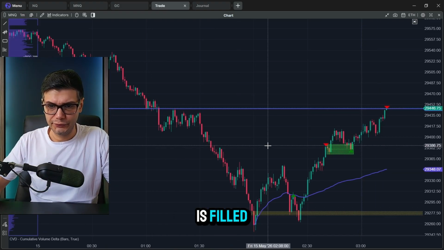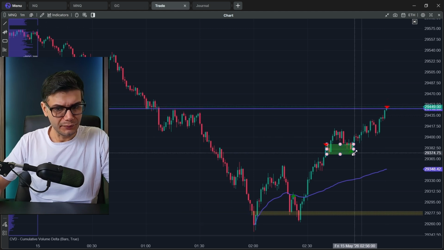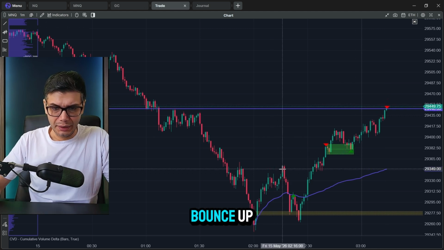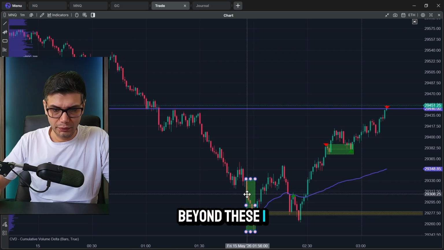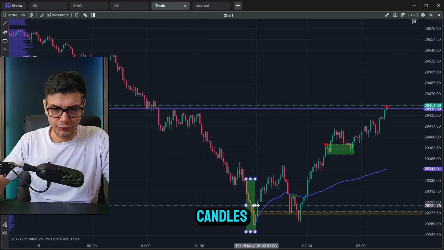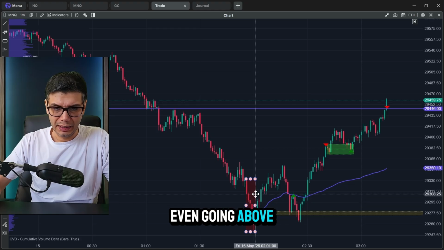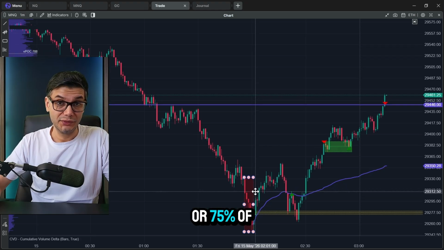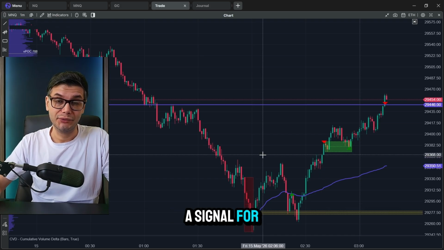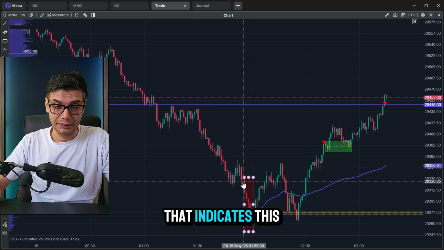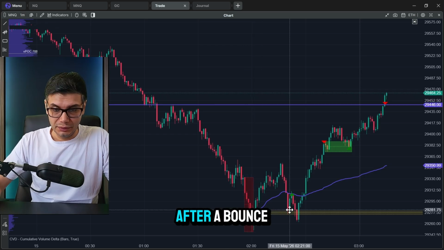Okay, the order is filled. The second attempt was also a win. This was a very easy trade. We had a bounce up. The price went all the way beyond these 1, 2, 3, 4, 5 bearish candles, on this candle even going above half or 75% of this chain of bearish candles. That is enough for me to have a signal for reversal that indicates this chain could be only bait for sellers.